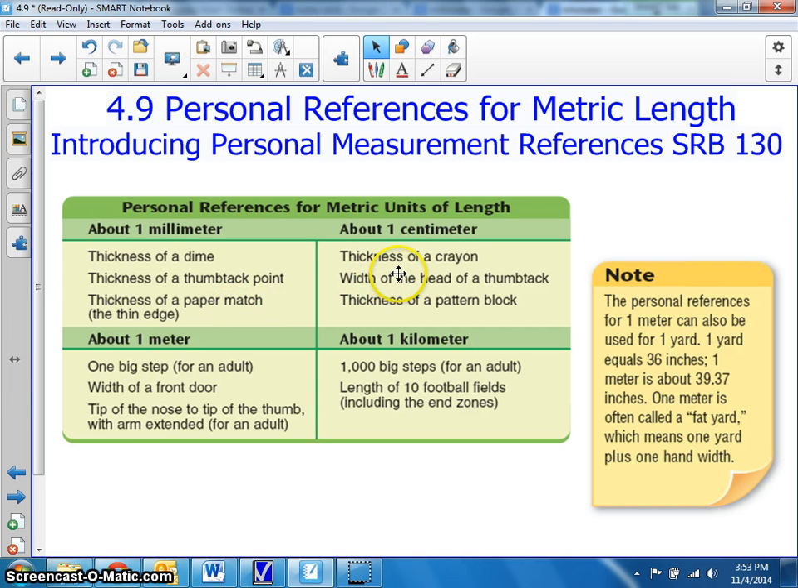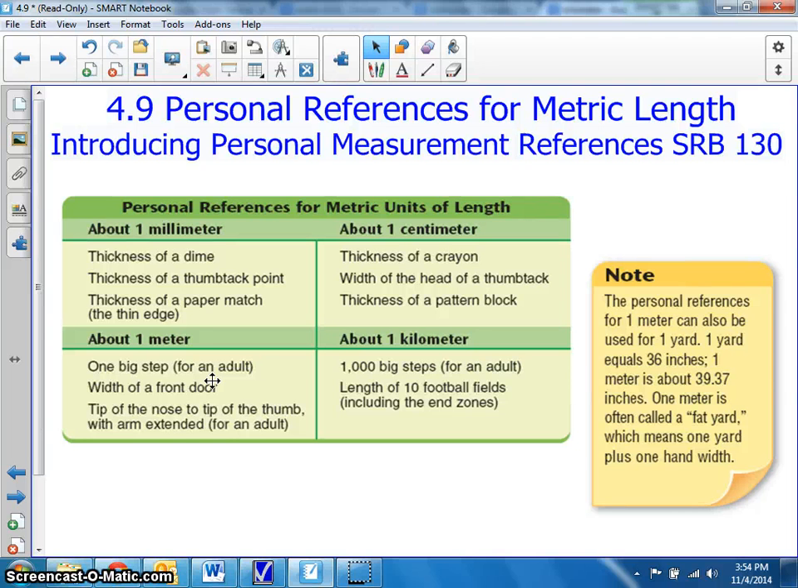For a centimeter, about the thickness of a crayon. The width of your fingernail is a good one to use for that. The thickness of a pattern block. For a meter, one big step for an adult. If you put from the tip of your nose to the tip of your thumb, the arm extended for an adult, maybe not you yet, but for your mom or dad. For you, maybe as long as your arms go out from one side to another, for a kid, can be a good reference point for 1 meter.